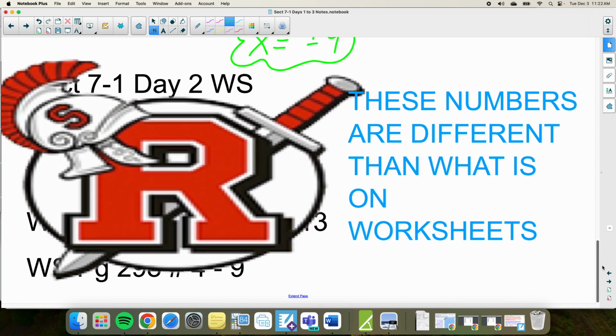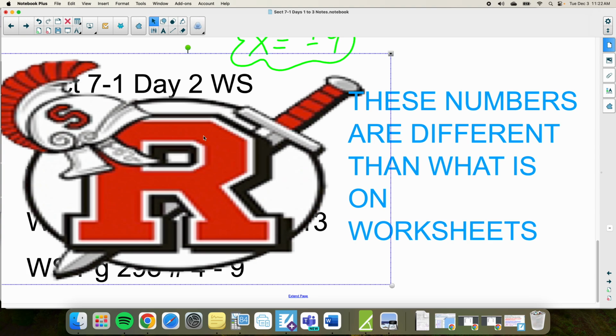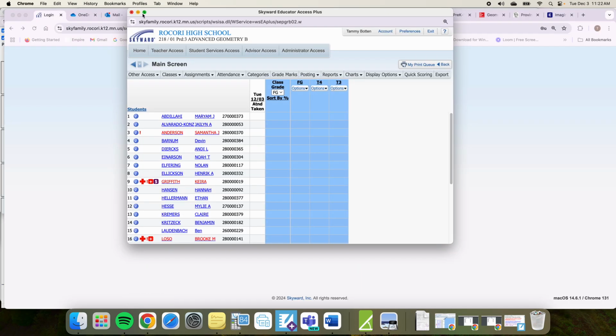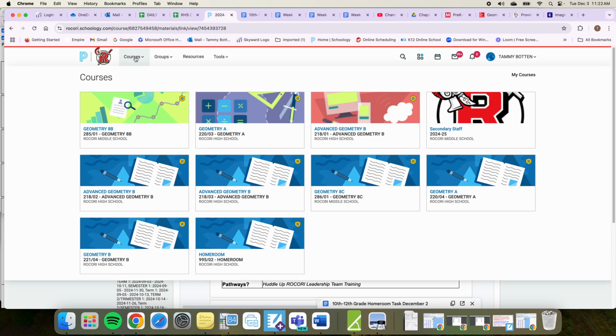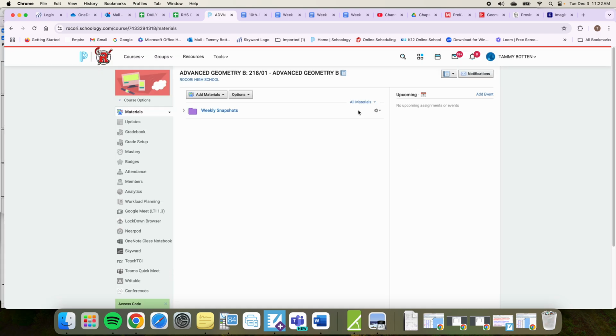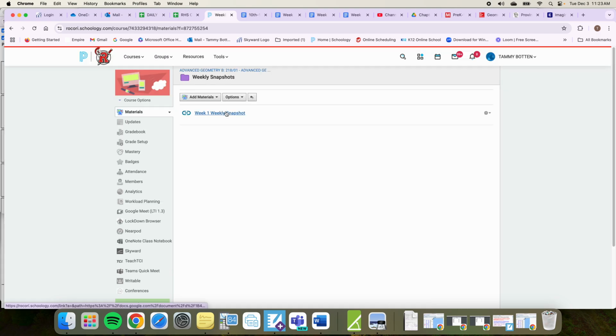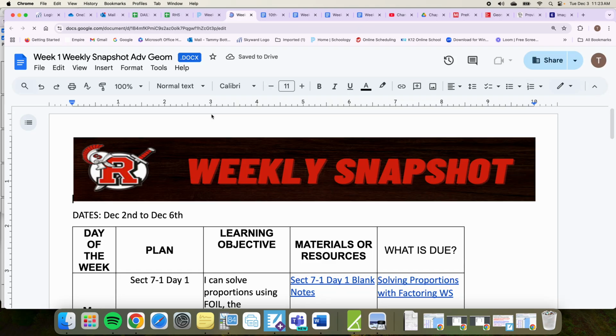So, I have a note to myself where these numbers are different than what's on the worksheet. So we won't even look at that. We will, oh, I think what I did is I left this in Schoology as a link. So let me just make sure you can open that. So if we go to your class, if it's something that I can try to save paper for, I will.